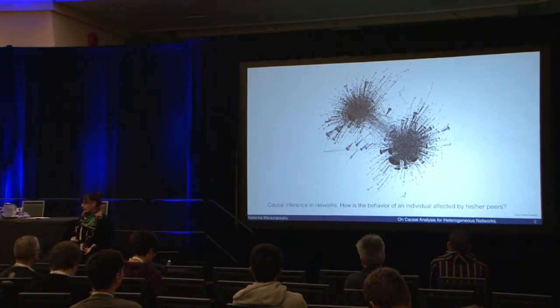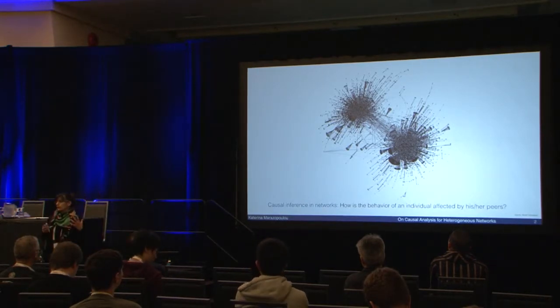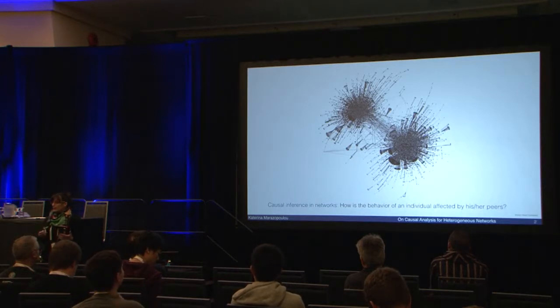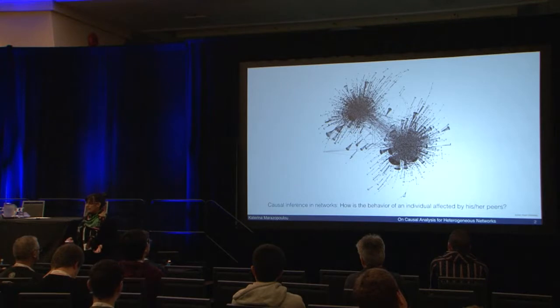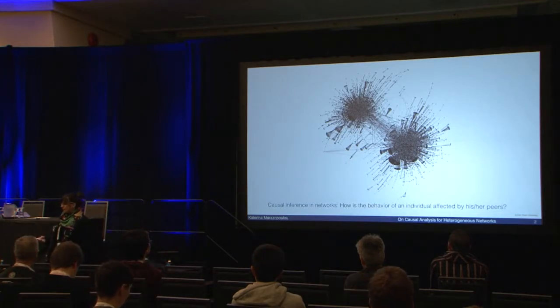However, the vast majority of it focuses on homogeneous networks. And what this means is networks with a single type of relationship. So for example, if you think of a social network like Facebook, we tend to think of it as people are friends with other people. And that's it. We only have friendship.